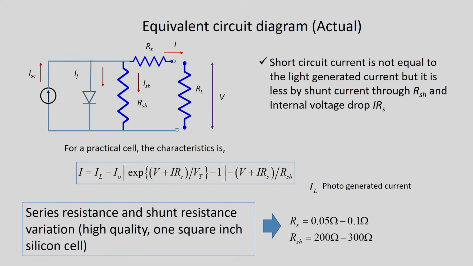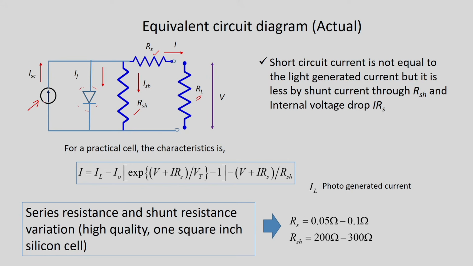Now, let us learn the equivalent diagram. In order to understand the characteristics of a solar cell, we need to plot this equivalent circuit diagram. Of course, this is an actual equivalent circuit diagram. So, what are the components involved in this diagram? We will have a current source, and we will have a junction, PN junction, or say diode, and we will have shunt resistance, then series resistance, and this is load resistance.